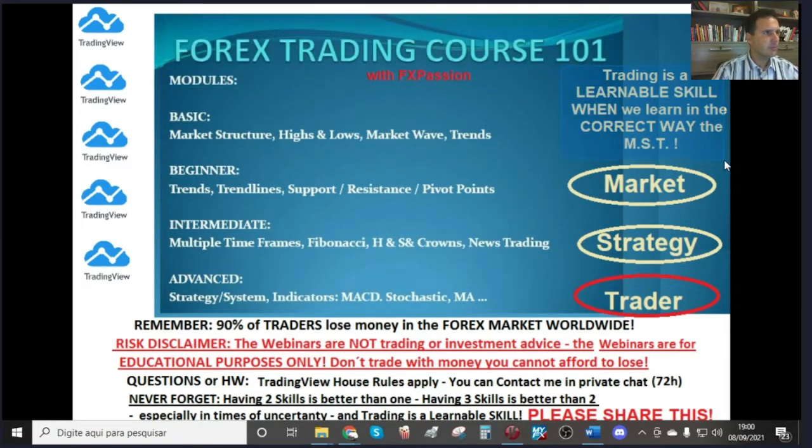Remember, trading is a learnable skill when we learn in the correct way. The MST: M stands for the market, S stands for the strategy, so we need to learn how strategy works inside the market. And the big one, the trader. We need to learn all three. Those are the three pillars in order to make consistent profits, not occasional, but consistent profits.